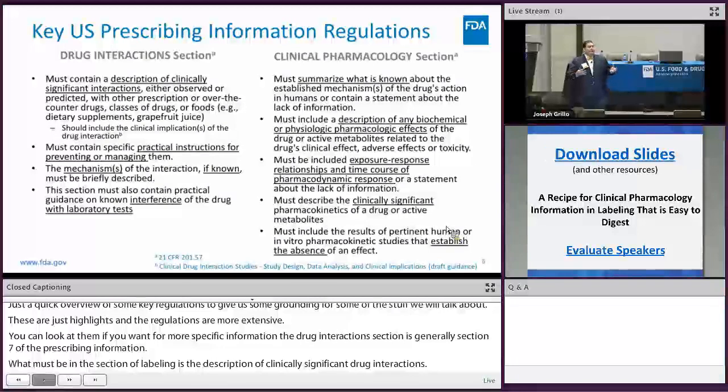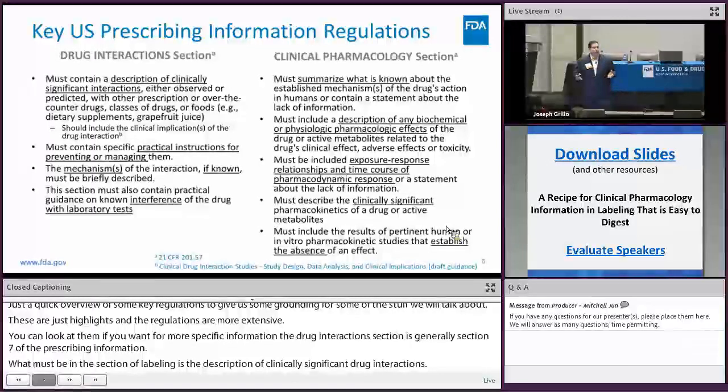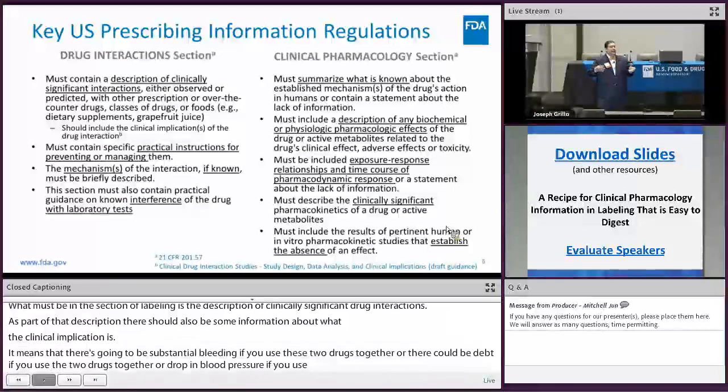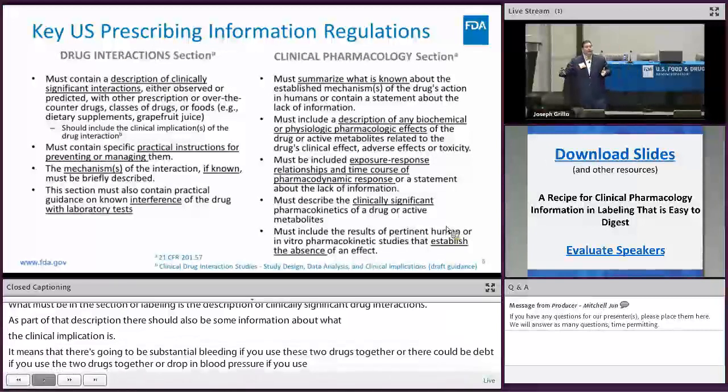Well, it means there's going to be substantial bleeding if you use these two drugs together. Or there could be death if you use these two drugs together. Or you could have a significant drop in blood pressure if you use these two drugs together. What's the pull-through from a twofold change in concentration? Just putting the magnitude of a change doesn't really tell the healthcare provider what that means clinically. How is this going to hurt my patient?